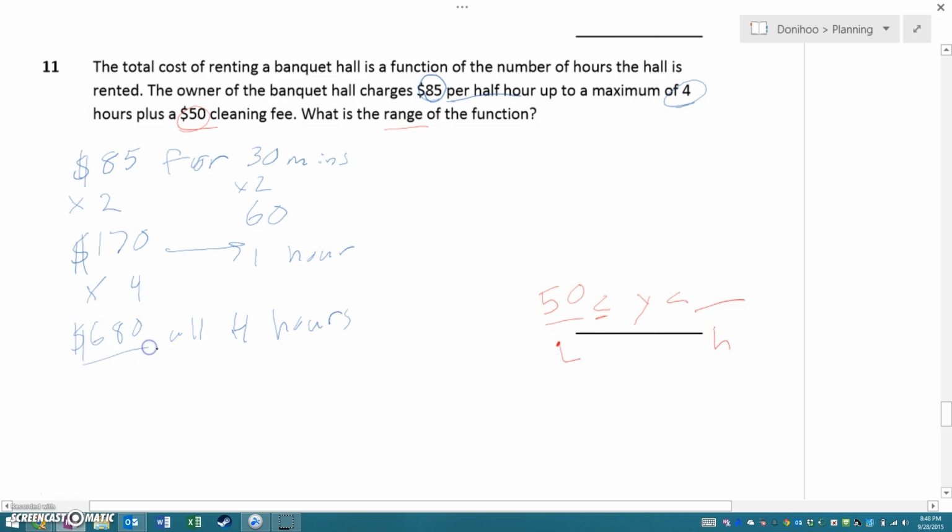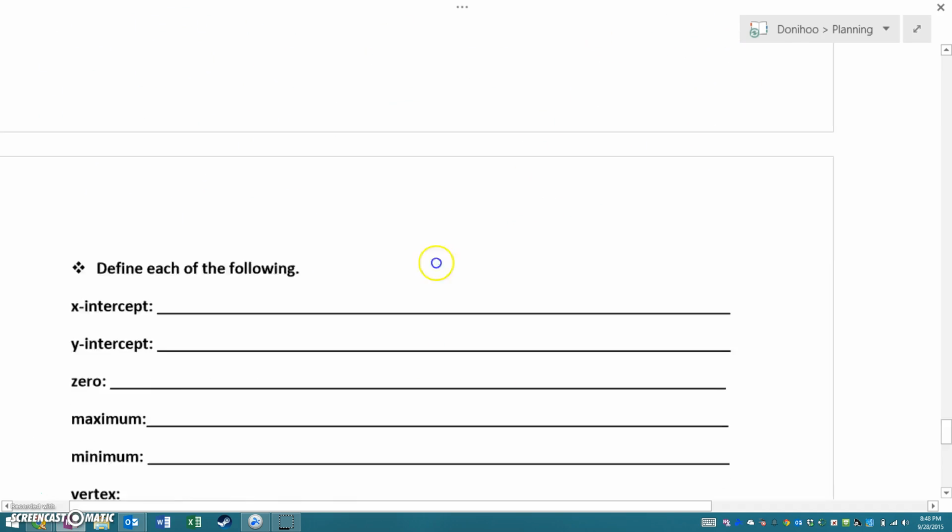Okay, so that 680 added on to the 50, 680 plus 50, so you're looking at $730 equal to. So there we go, just kind of scaffolding it for you. That's a difficult question. I understand if you're not really there with it, all right?